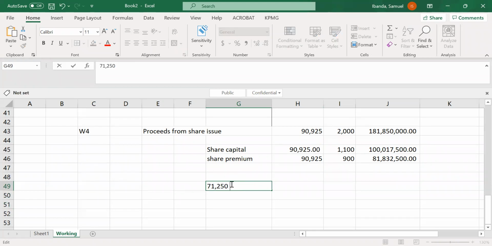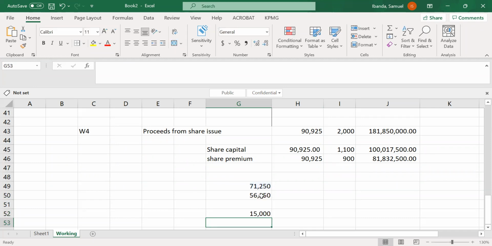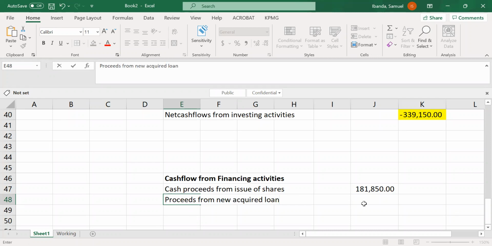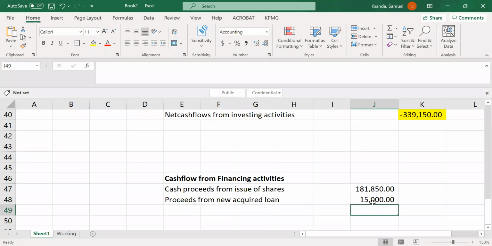71,250 minus 56,250 gives you 15,000. So 15,000 is the new loan that was acquired. So you just come here and you can say maybe proceeds from new acquired loan. This is 15,000.